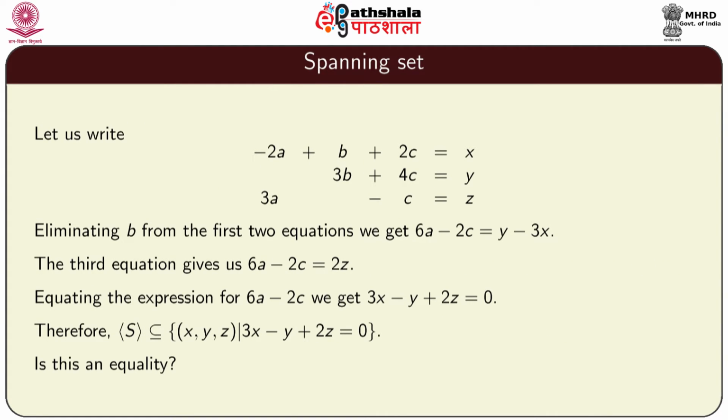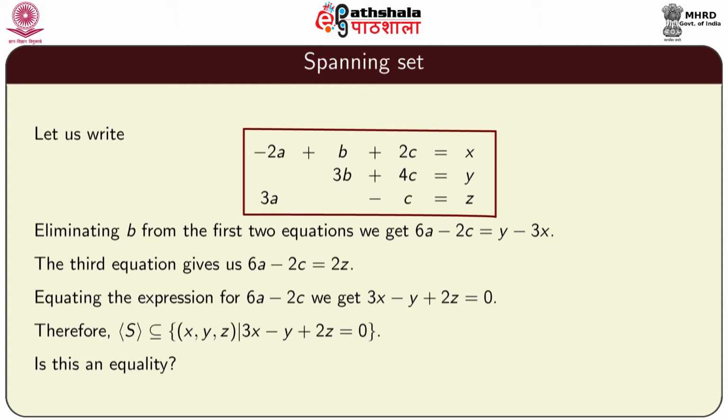Let us first see what are the vectors which are in span of S. If you recall, span of S was the collection of all 3-tuples of the form (-2a + b + 2c, 3b + 4c, 3a - c). If a vector (x, y, z) belongs to span of S, then we should be able to write -2a + b + 2c = x, 3b + 4c = y, and 3a - c = z.